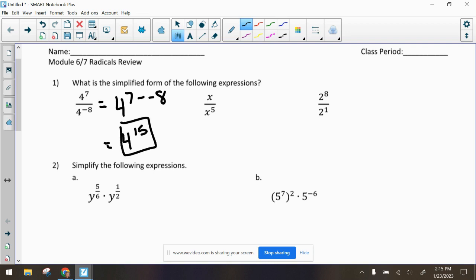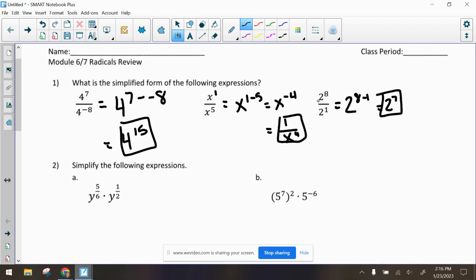We do nothing with the 4s. They don't cancel, but we keep the base the same. So once we go on to the second one, we've got x to the 1st over x to the 5th. X to the 1 minus 5 gives me x to the -4. But we know that we can't leave negative exponents in our answer. So this is going to be 1 over x to the 4th. If I move everything from the top, I need to put a 1 in its place. And finally, we've got 2 to the 8th minus 1, which gives me 2 to the 7th.